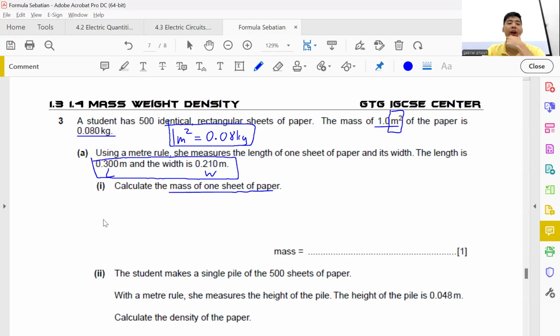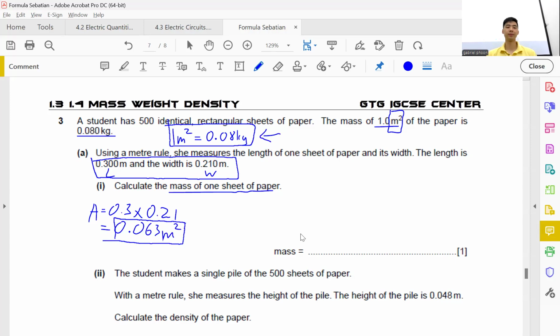Good. We can start with looking for the area of the first sheet of paper, right? Which in this scenario will be 0.3 multiplied by 0.21, which will give you 0.063. This will be in meter square, right? Then after that, what do we do, guys? Once we have this information, how do we compare it to this information to find the mass?